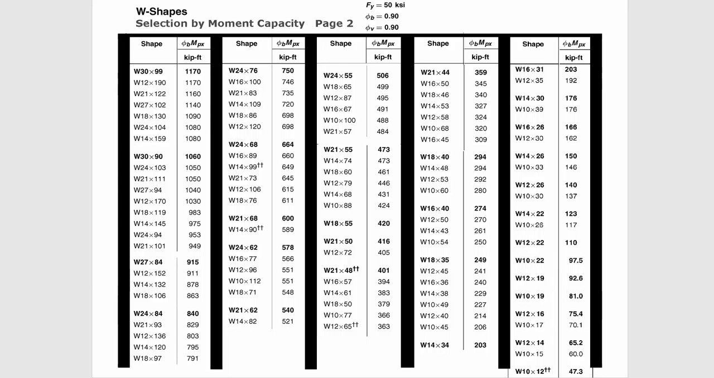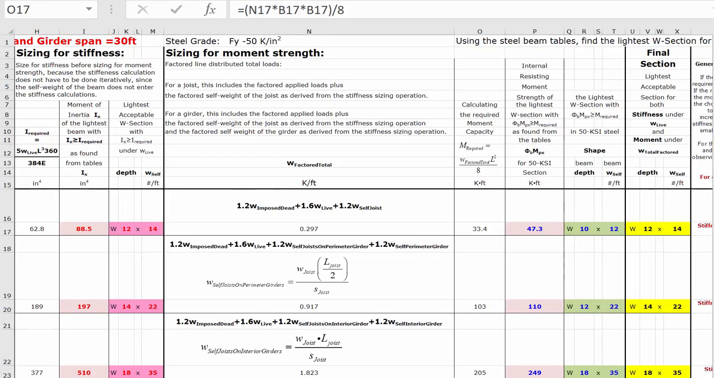So now when we go back to our Excel table, we write that in, a W12 by 22. And you'll notice that the previous sizing for stiffness was a W14 by 22. Strength only requires a W12 by 22. It's not really that important in the sense they both have the same weight, but we need the 14 inches of depth to get adequate stiffness. So we're going to write that in here as the final section that satisfies both of these criteria.